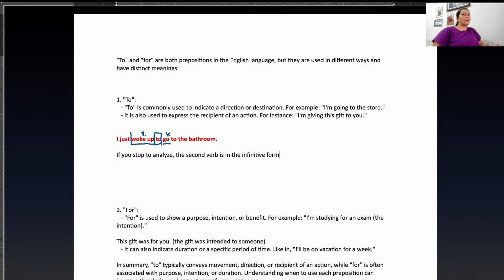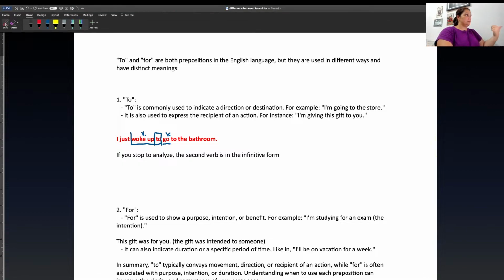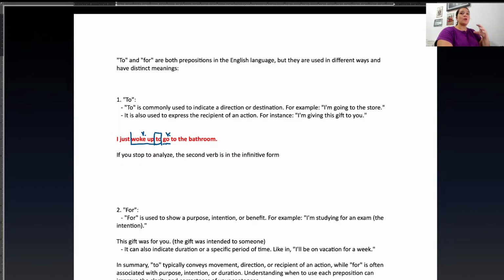So, what do I mean? Didn't I just say that the base form is the infinitive, are, er, ir, né? Eu acabei de falar, explicar, que a forma base do verbo é o infinitivo, are, er, ir. Então, ele vem sempre com o to. E é basicamente isso. If I just woke up to go to the bathroom, right? So I just woke up to go. Eu acabei de acordar para ir ao banheiro, certo?